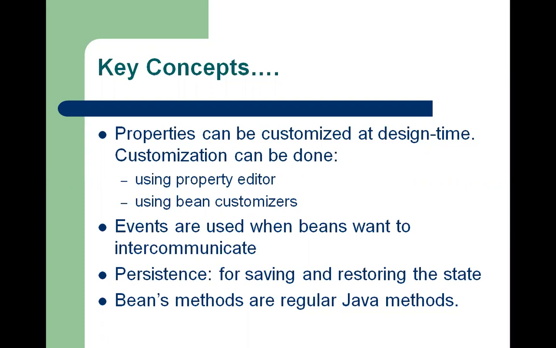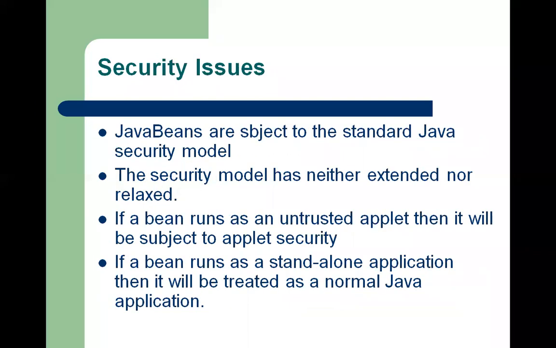After the properties of introspection and intercommunication, we need the property of persistence for saving and restoring the state. With the help of persistence, we save and restore the state. Bean methods are regular Java methods. Bean methods are subject to the standard Java security model. The security model is neither extended nor relaxed.